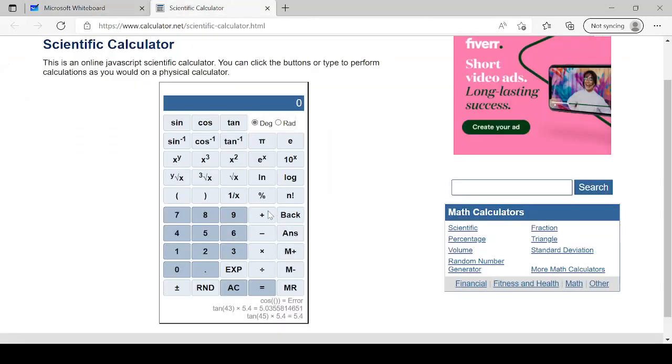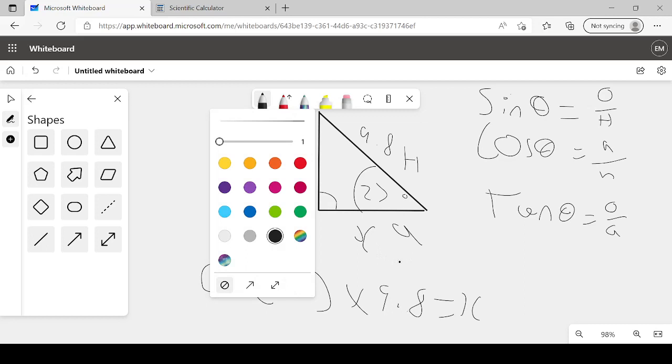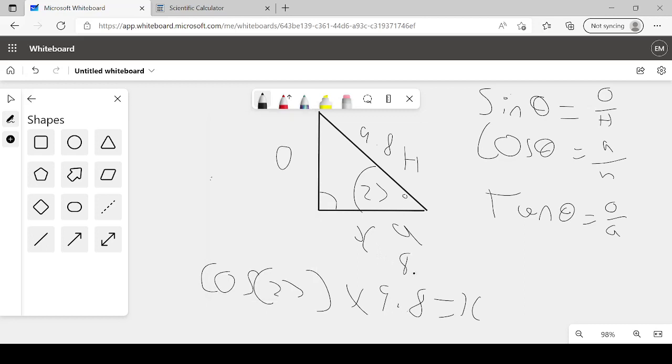All we have to do now is put that into our calculator. Cosine 27 multiplied by 9.8 equals 8.731. And as we know, we'll round to 2 decimal places, 8.73. So we get that x is equal to 8.73. That's all we need to do.